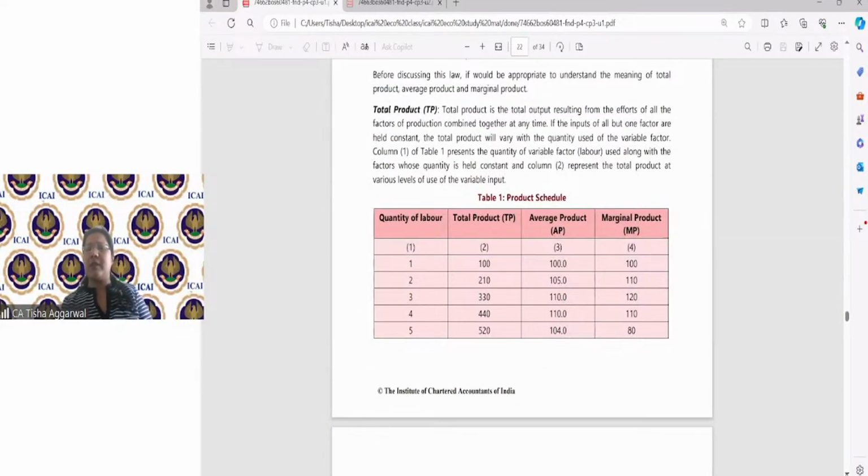Total product basically means the total output that you generate by putting in the input. What is average product? Average product is total product divided by the quantity. What is the marginal product? Please understand, marginal in economics means additional. So marginal product is the additional output that you generate with the production of output.